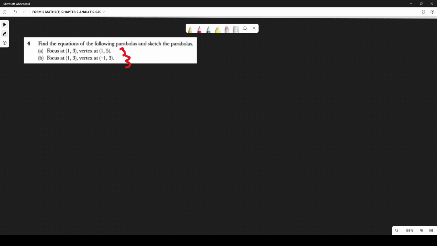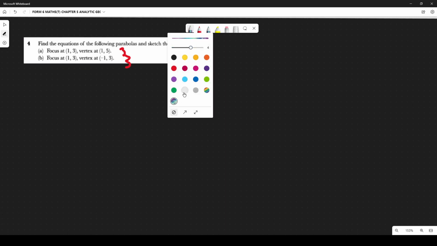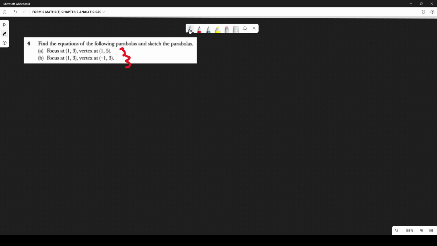Okay, let's come back to the question. I changed my marker. I really like this space marker, really nice. So: find the equation of both parabolas and sketch the parabolas. The important part here is to find the equation. Let's go to A. We know the focus F is at (1, 3) and the vertex is at (1, 5).